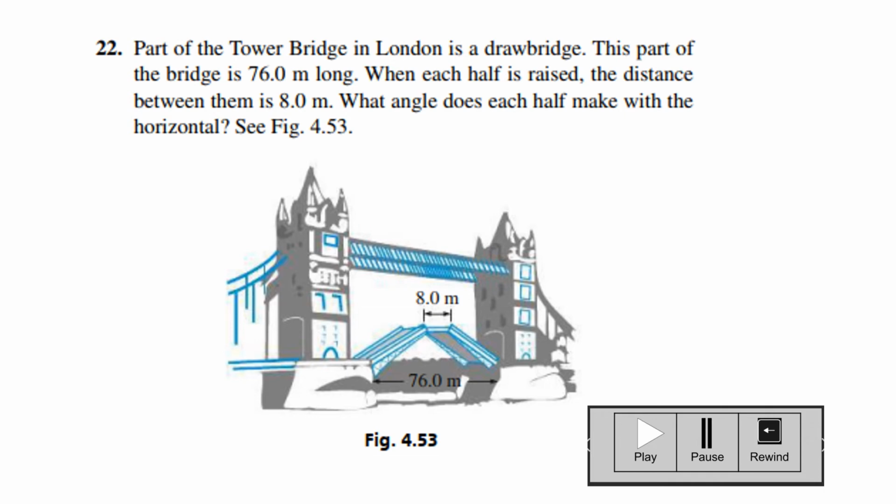Going from Chicago to London. Part of the Tower Bridge in London is a drawbridge. This part of the bridge is 76 meters long. You can see that in the figure. When each half is raised, the distance between them is 8 meters. What angle does each half make with the horizontal? This is an important engineering kind of problem.